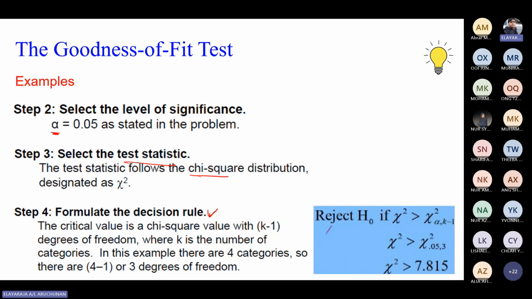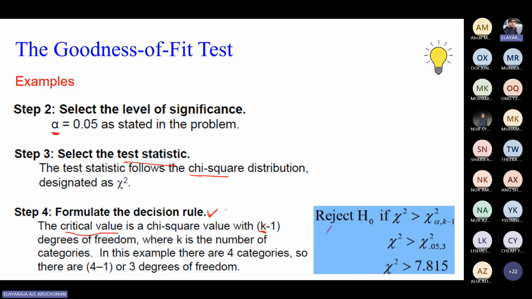So how are we going to make the decision rule? You need to know the critical value. We have 0.05, so we need to check the chi-square table. When you look at the chi-square table, we need to know the degrees of freedom. Degrees of freedom, usually we do k minus 1. We have 4 categories.